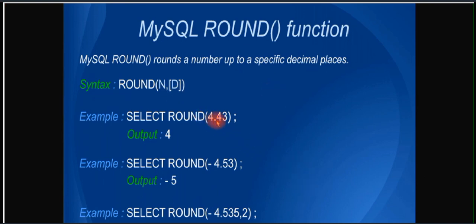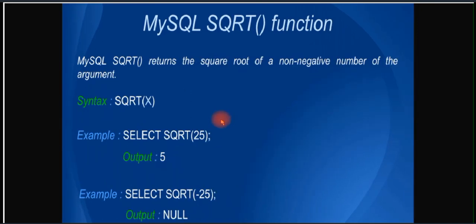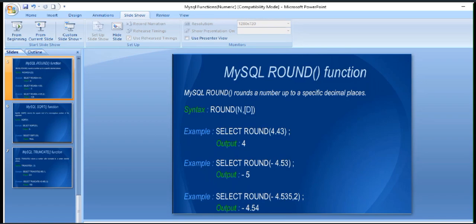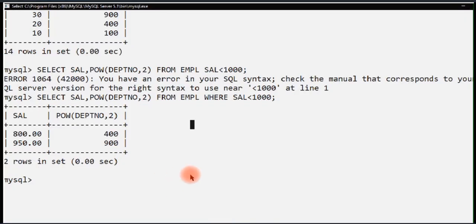See, it is given here 4.43, and if we want to round off this value, it will give us 4. Why? Because after the point we have 4. If it has a 5, then it will go to the next value. Let me show you practically, then it will be much clearer. Here I have written select round because this is the name of the function, and then I've written 1.7 and then bracket close semicolon.